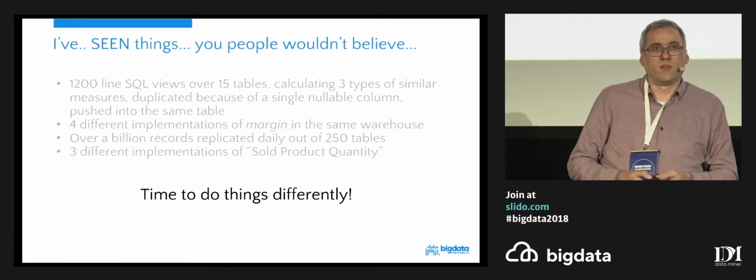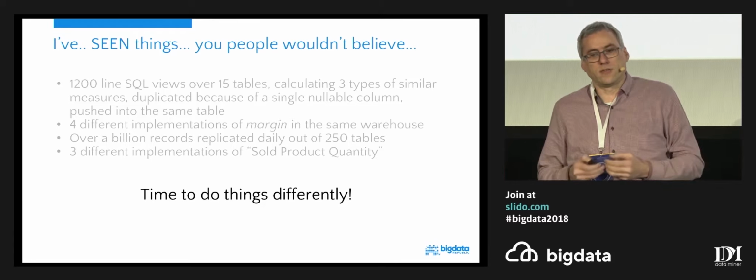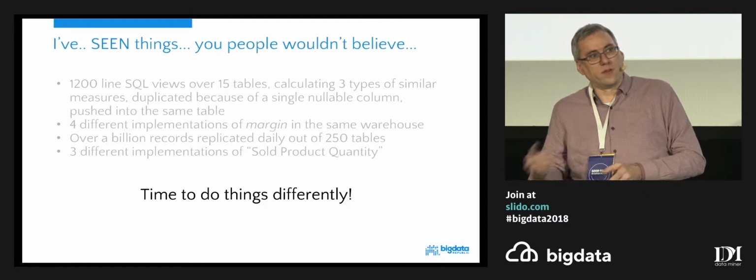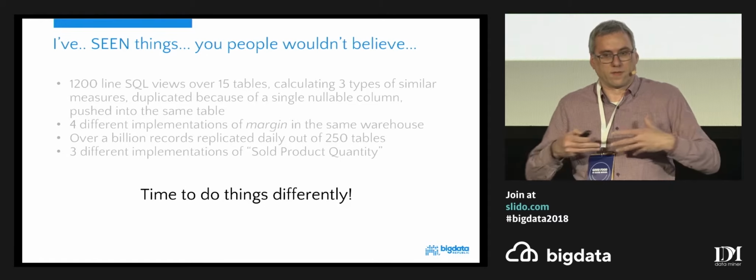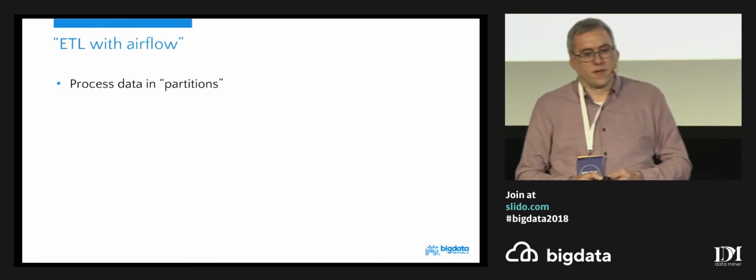So I think it's time to do things differently, try to get things more organized. What this talk is about is how you can approach the ETL pipeline, the data pipeline, from a functional perspective, with the objective to get a lot of cohesion and a lot of oversight into the whole data pipeline process.